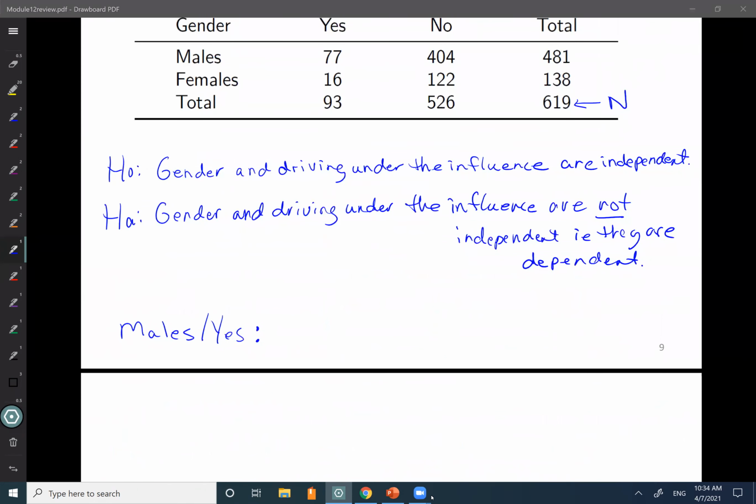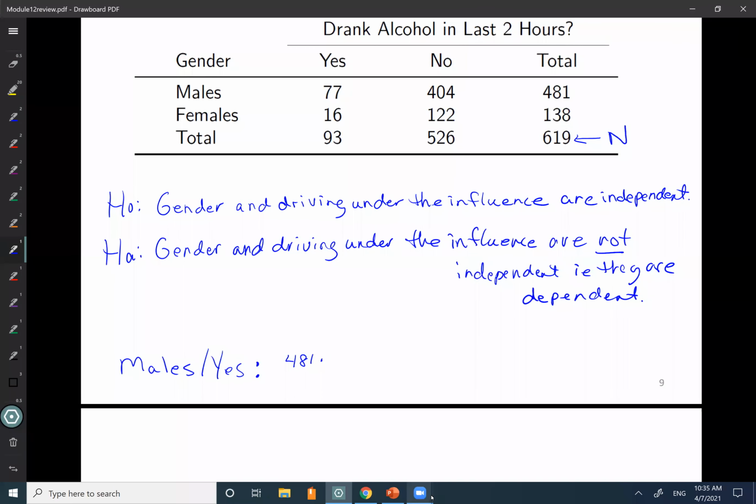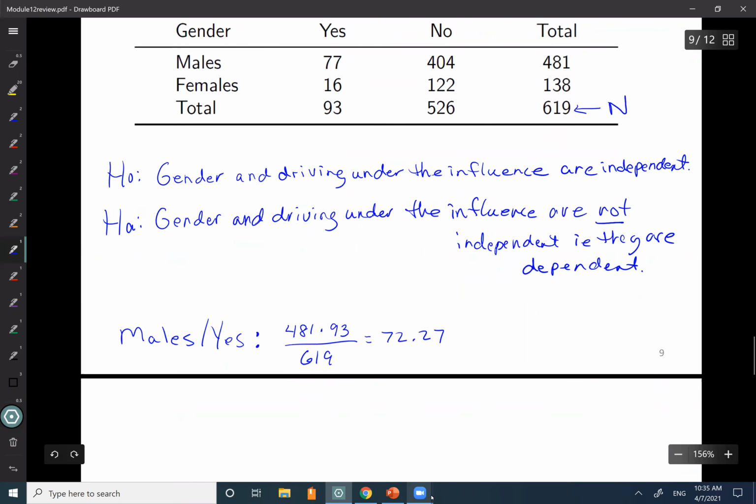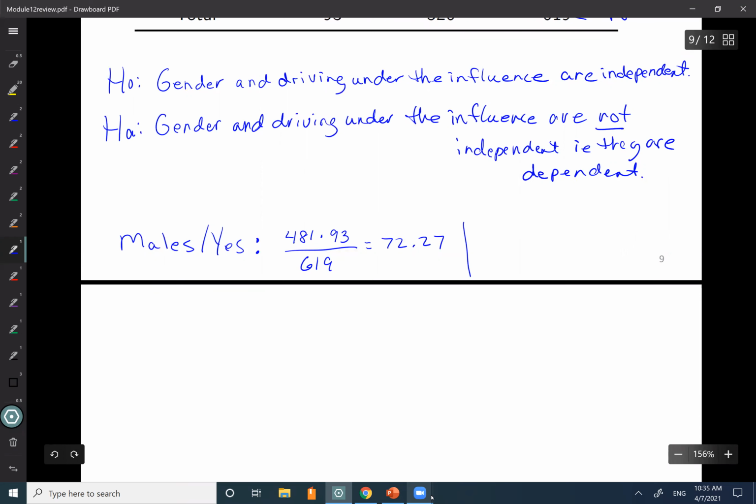So if we go for males, yes, we can do the rows first if we want. That's 481 multiplied by the total number of people that said yes, which is 93, divided by 619. So that's going to be the expected value, 72.27.